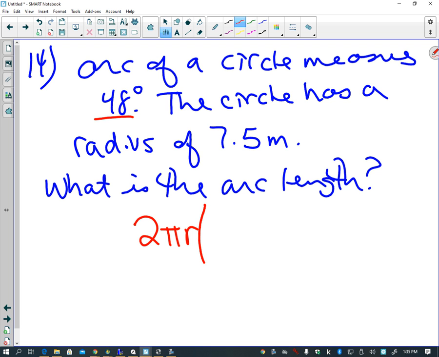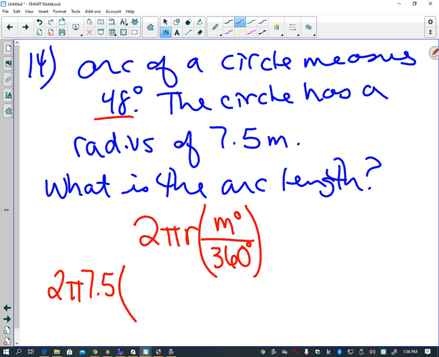Okay? So, we're going to take the measure that they've given us and put it over 360 to find out what that fraction is. Okay? So it's your fraction of your circle times the circumference formula. If you don't know this formula, you're going to need to know it tomorrow. Okay? So now we just go in and substitute. So I'm writing 2 pi times 7.5 times 48 over 360.